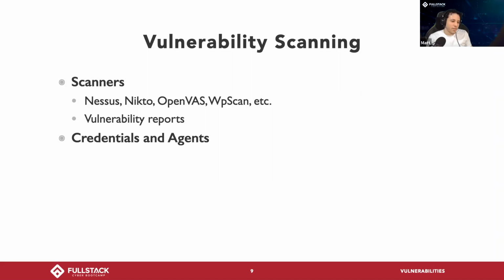Things to be aware of when you're scanning. Is this a credentialed scan or a non-credentialed scan? Are you scanning as someone that has credentials or that doesn't have credentials? Maybe you need to do both.